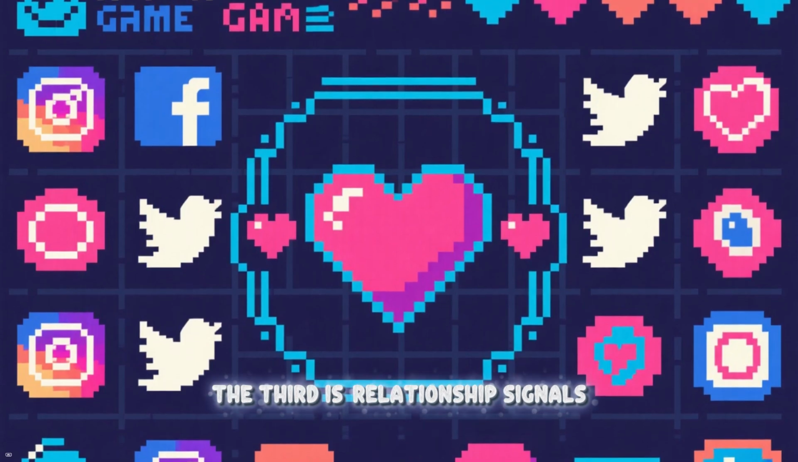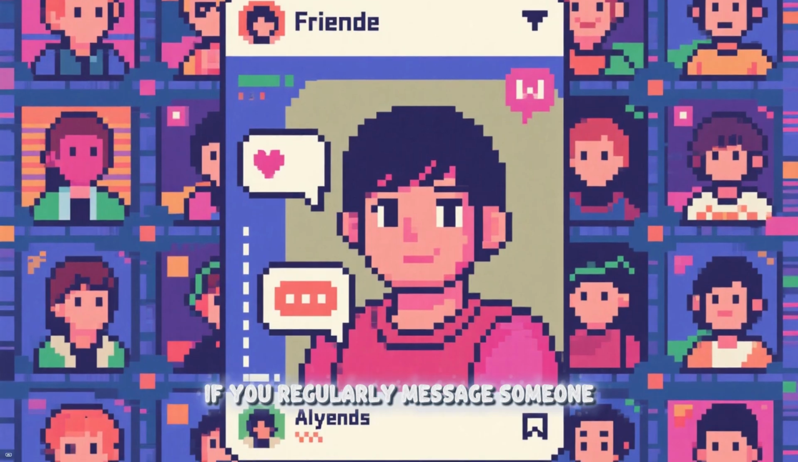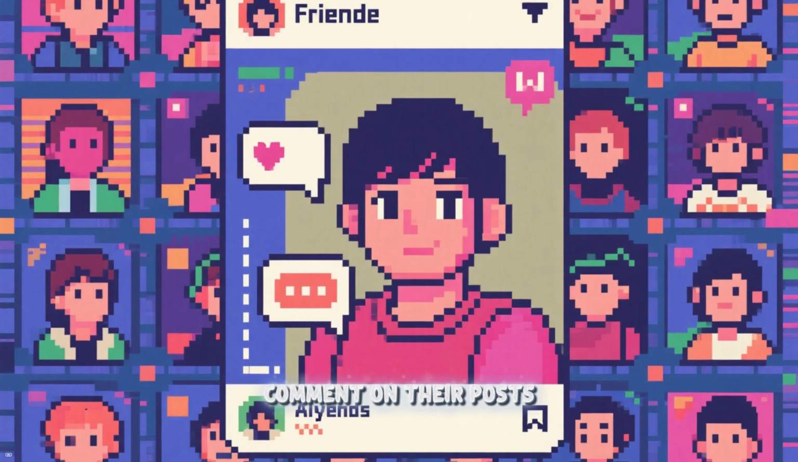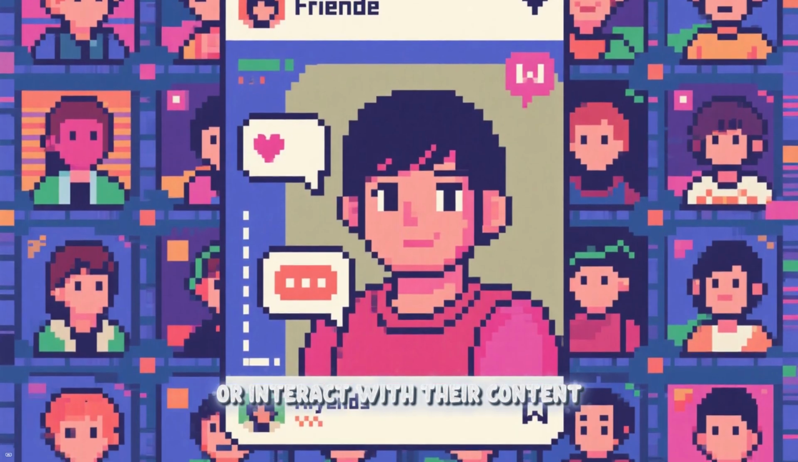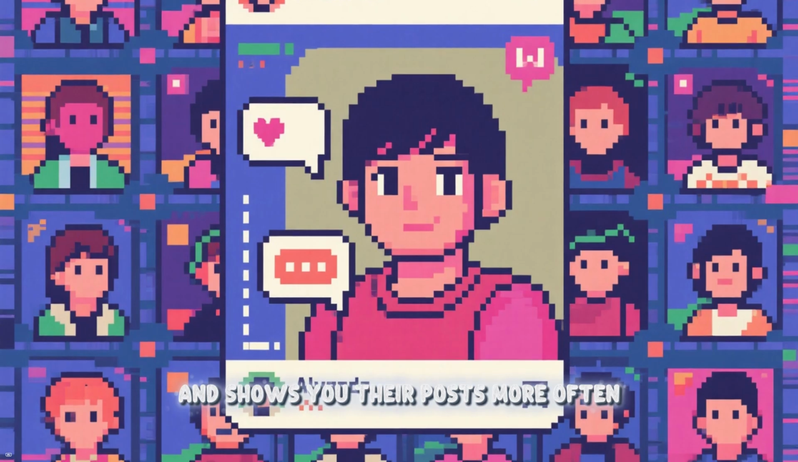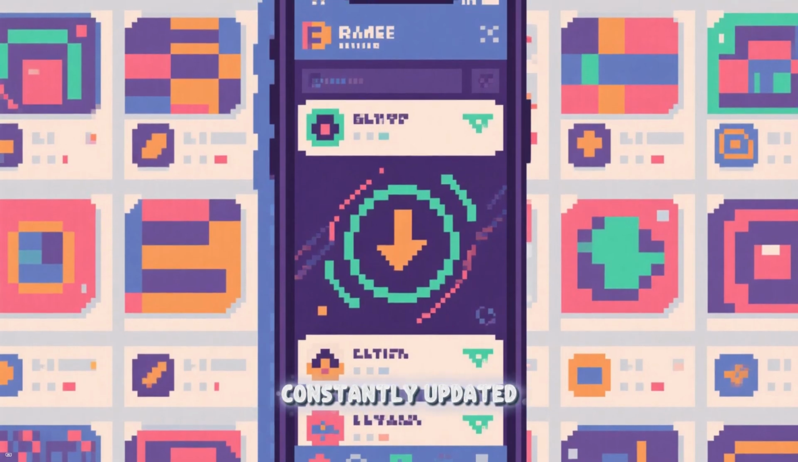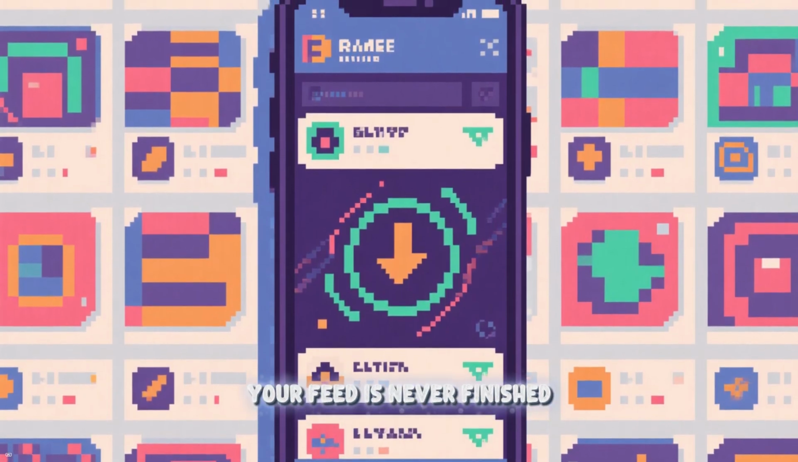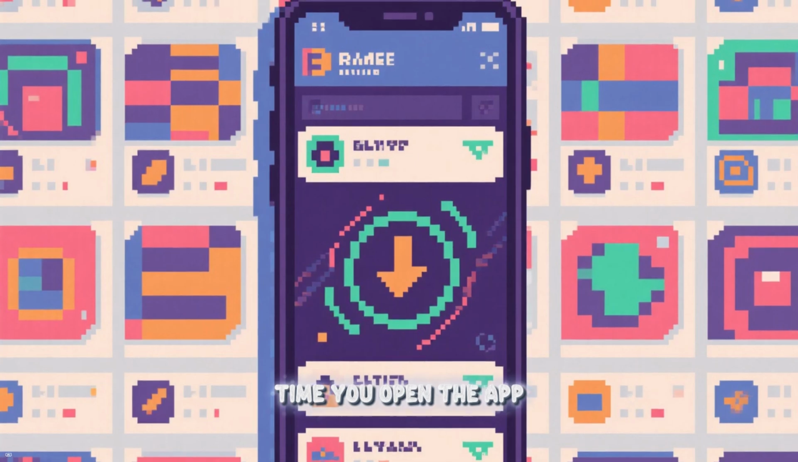The third is relationship signals. If you regularly message someone, comment on their posts, or interact with their content, the platform assumes you care about them and shows you their posts more often. All of these signals are constantly updated. Your feed is never finished. It's rebuilt every time you open the app.